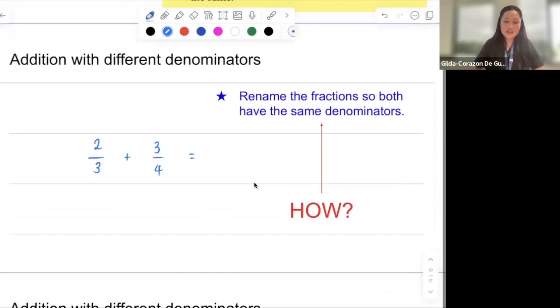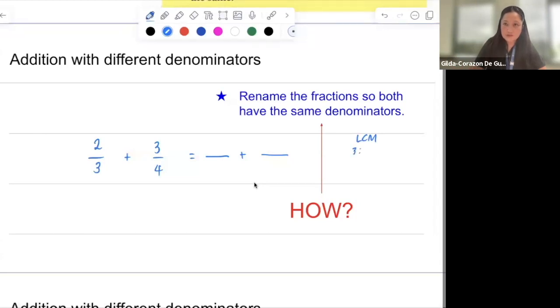Let's do this one here, 2/3 and 3/4, which is what we had a while ago with the drawing. Let's do it without the drawing. We think of a way so that we can rename 2/3 and 3/4 so that they have the same denominators. When we're thinking of that denominator, we want to look for its least common multiple. So the multiples of 3, the multiples of 4, you could even write them down.